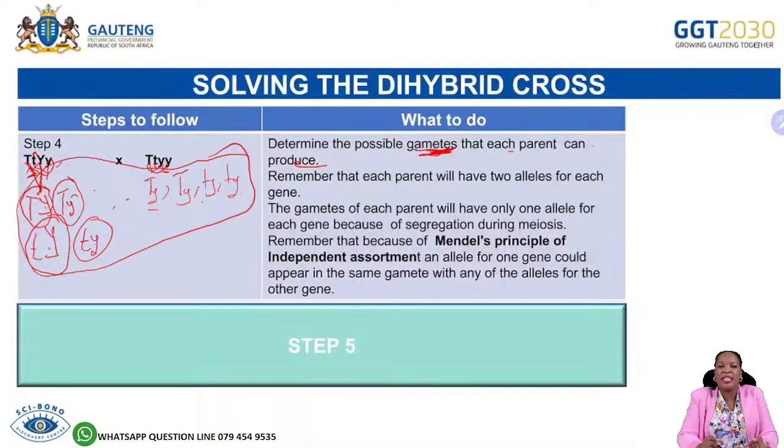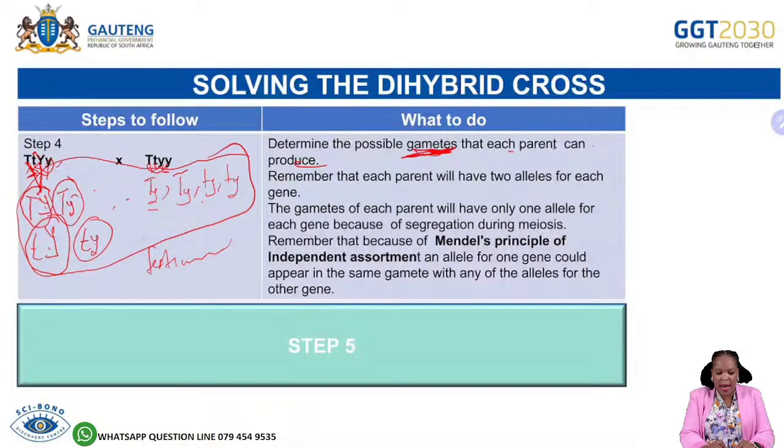Remember that you have not started with the genetic cross. You are now trying to determine the possible gametes. With these gametes that you have determined, what are you still going to do? To do fertilization. This is where you put them in a Punnett square.